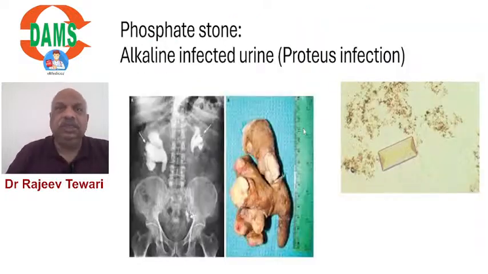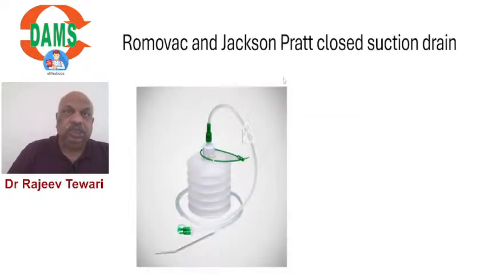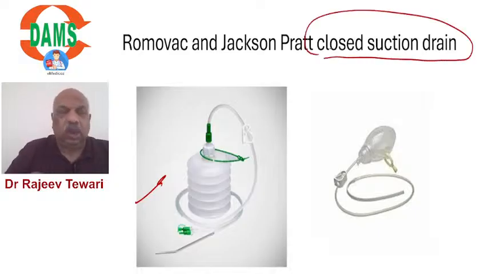Normally at the end I show you some X-rays and IVPs and CT. Today I'll show you some instruments. So, this is a closed suction drain called Romovac. All these have been asked. Cysteine is also hard. Yes, cysteine is hard. And this is Jackson Pratt drain. Both are closed suction drains and both are commonly asked.